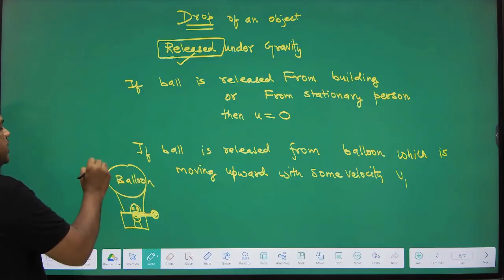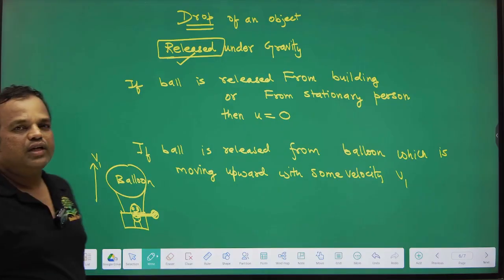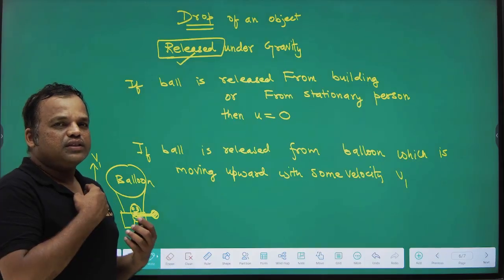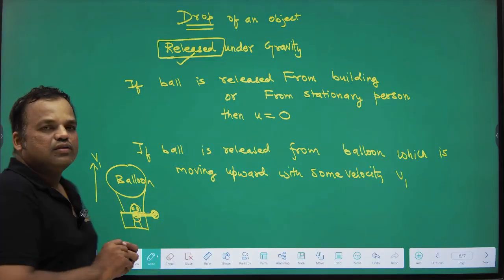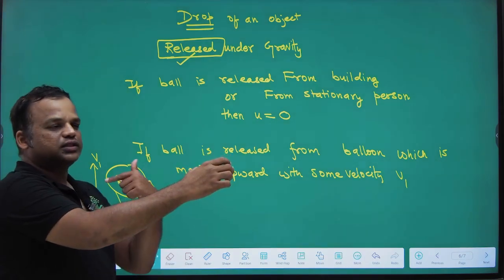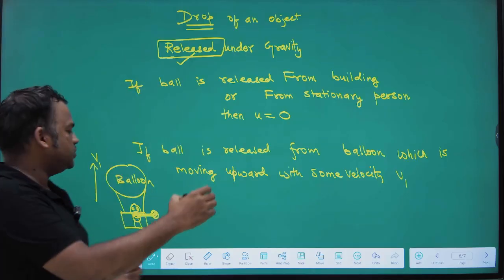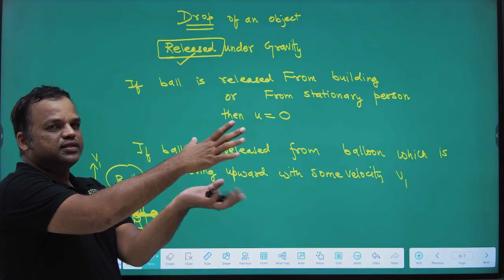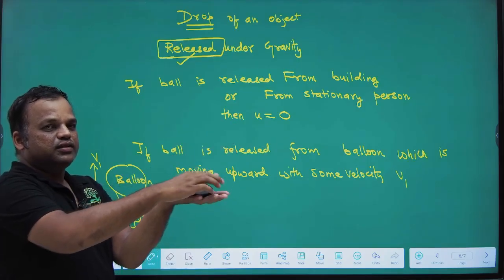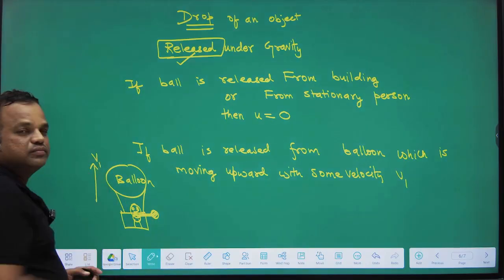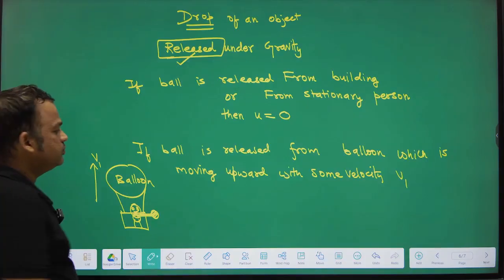So the balloon is going upward with velocity v1. Now imagine I am the person holding the ball in a balloon. So the person is moving upward with what velocity? V1. Now I am holding this object and then it is released. So the velocity will not be 0, it will be V1 when seen from ground.